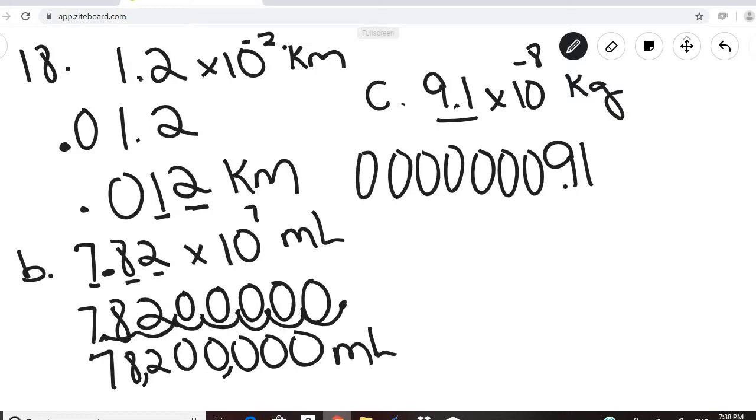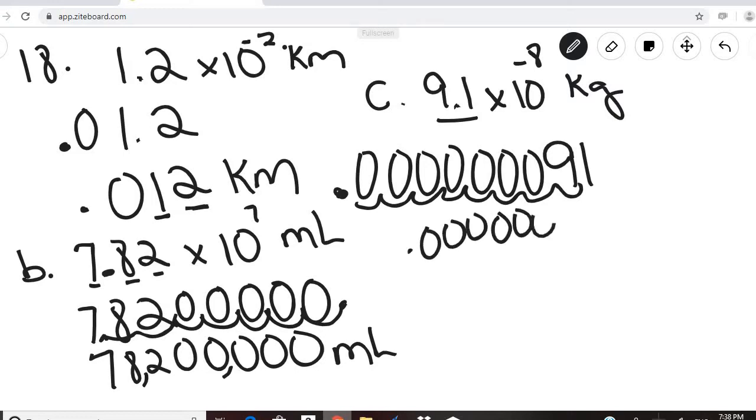Let's double check that. So we started with our decimal place here. So 1, 2, 3, 4, 5, 6, 7, 8. So our decimal place goes right there. So it's 0.000000091 kilograms. And we have only 2 significant figures in that answer.